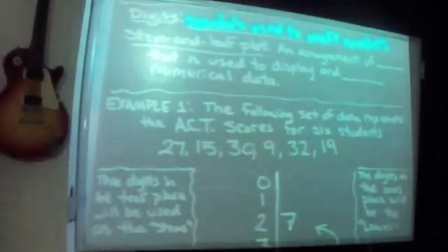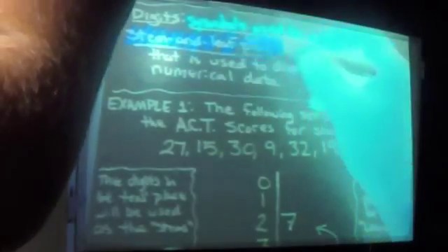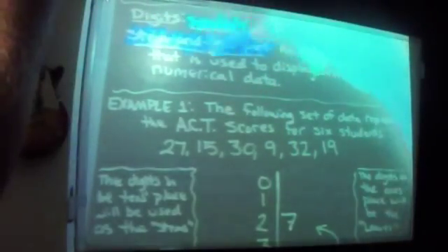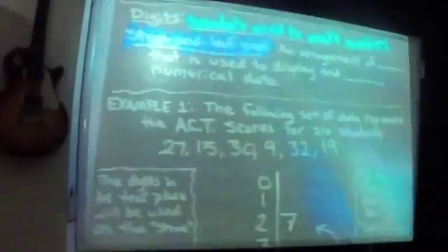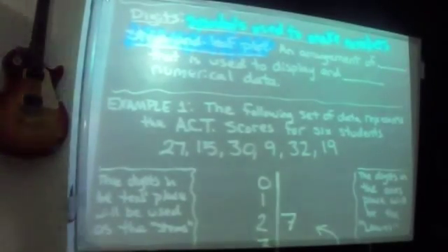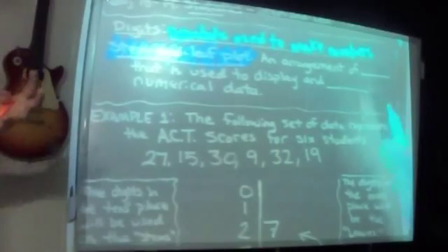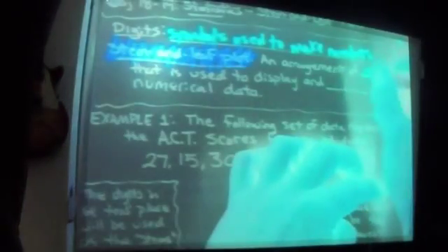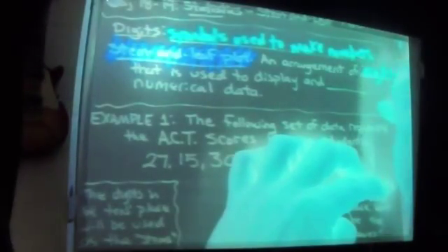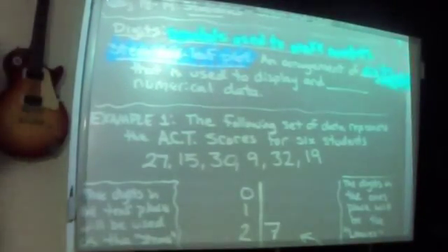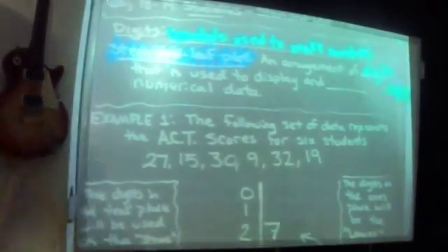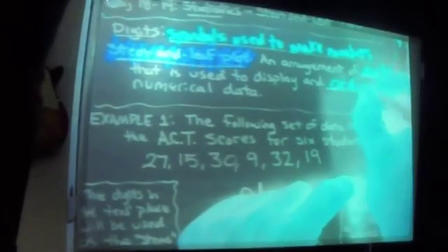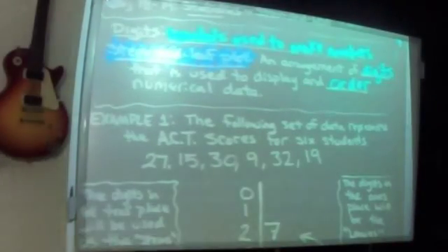What is a stem and leaf plot? Well, we're going to look at it firsthand today. Maybe you heard about it before you got here, and if you haven't, that's fine. I think it's pretty simple once you get the hang of it. It's an arrangement of digits that is used to display and order numerical data.